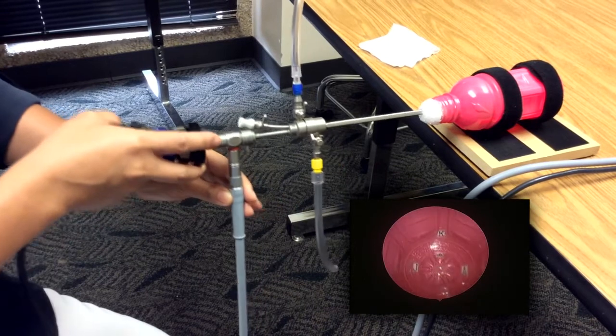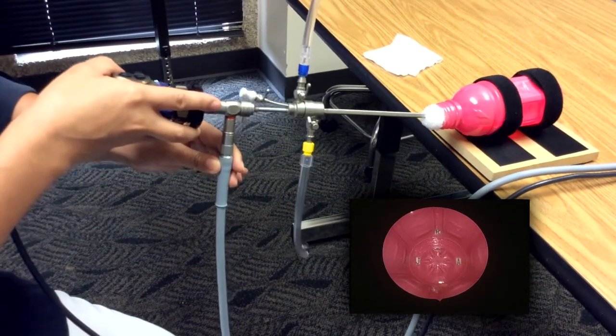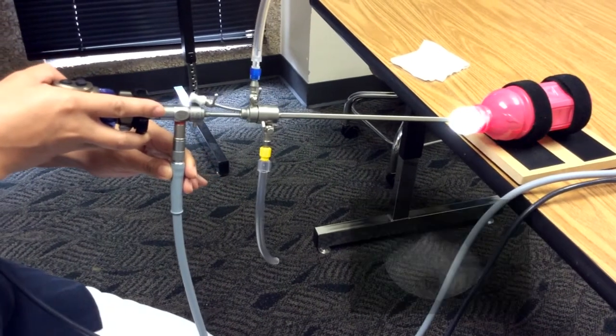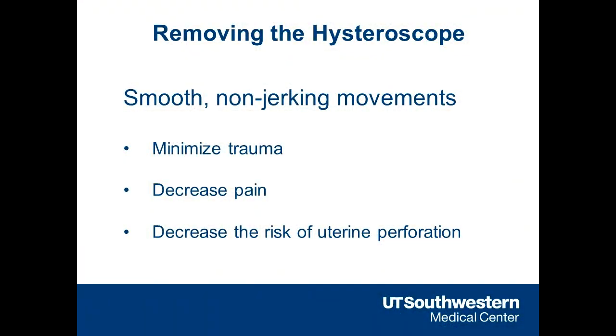Back the hysteroscope out and get another global view and remove the scope. Remember, smooth, non-jerky movements will minimize trauma to your patient, decrease pain, and decrease the risk of uterine perforation.